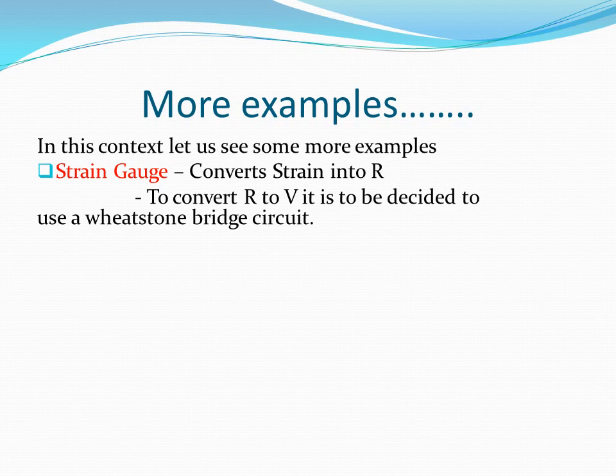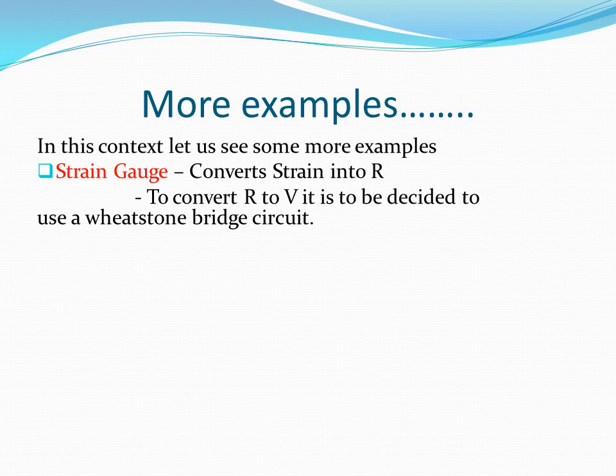Now I am having a mechanical input. It may be a force or a weight. It converts that force or weight into a resistance through a strain gauge, but I cannot process this resistance. So in order to process this resistance, I need to convert the resistance to voltage. So for that we are using a Wheatstone bridge circuit.